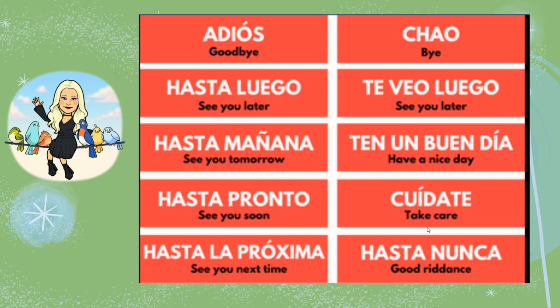All right, and that was the end of our first class. So we're going to go ahead and say a goodbye. And in Spanish, lots of the goodbyes have the word hasta in front of it. So of course you can say adiós or chao, but all the hastas, we have hasta luego, hasta mañana, hasta pronto, hasta la próxima, hasta nunca. You can also say cuídate, ten un buen día, or te veo luego.